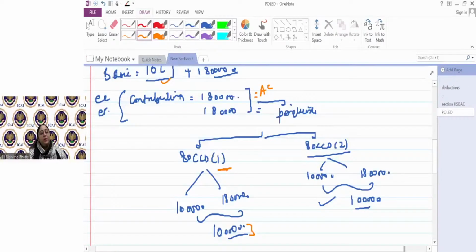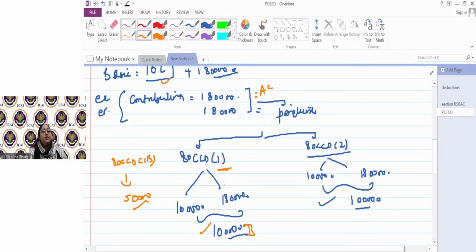In 80CCD1 how much deduction did I claim? 1 lakh. But guys, I made a contribution of 180. The remaining I can claim in 80CCD1B for 50,000. So 1 lakh is claimed here and 50,000 is claimed here. Another way to do it is, now since 80CCD1B is an independent limit of 50,000 and it will not be merged with the combined limits of 80C and 80CCC.